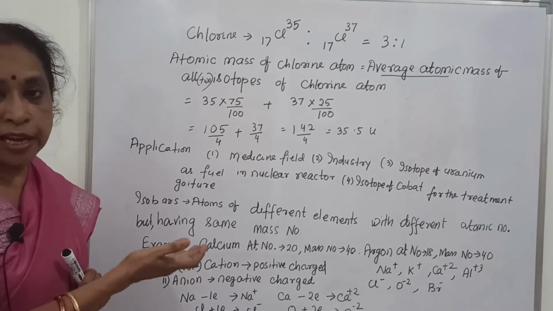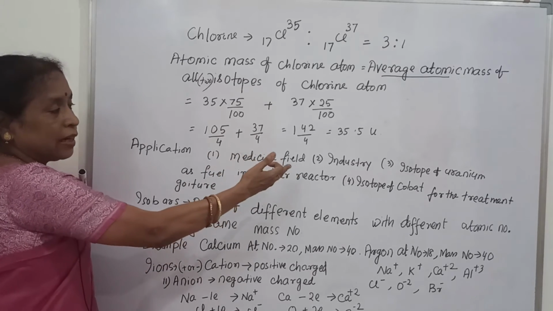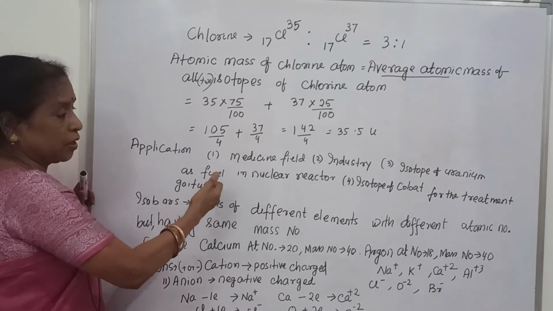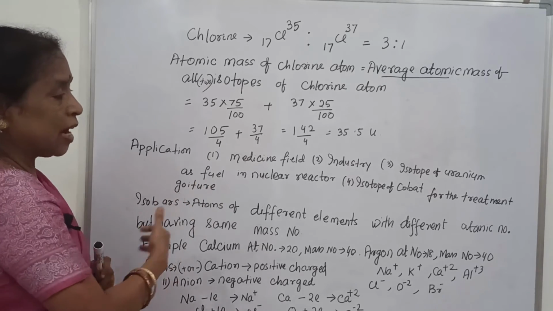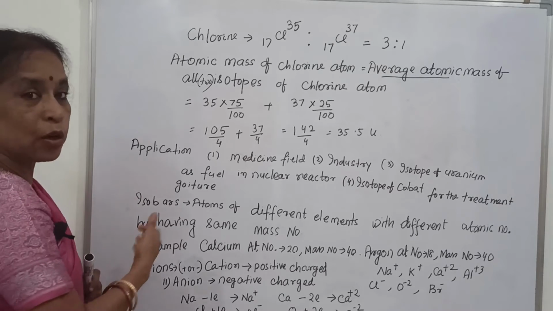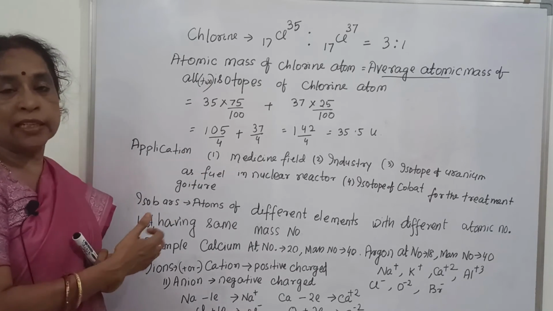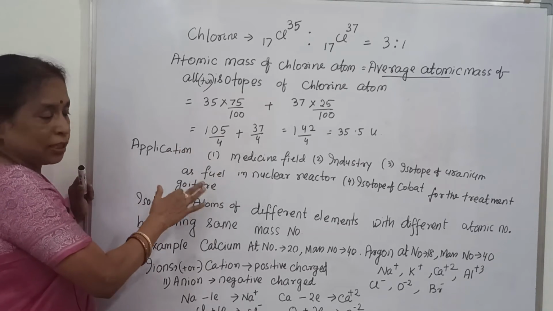What is a nuclear reactor, you will also read in 12th class. And so here in industry, isotopes of uranium are helpful for nuclear reactors. Then isotope cobalt is used for the treatment of cancer, and also cobalt 60 is also used for the cancer. So these are the main applications.